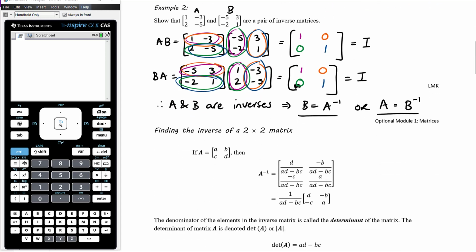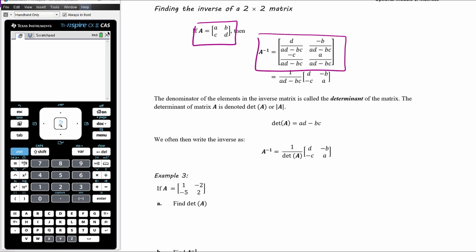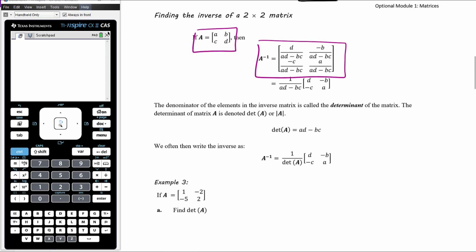Okay, so finding the inverse of a 2 by 2 matrix. Now we could go through a lengthy process of proof here, but I'm just going to give you the rule. So if matrix A is [a, b; c, d], then the inverse of A is this. Now that looks really ugly, there's a lot going on there, but if we notice that actually all of the numbers in here have a common denominator of ad minus bc, if we factor that out, so we put it out the front, we can actually get an easier to use version of the inverse matrix.